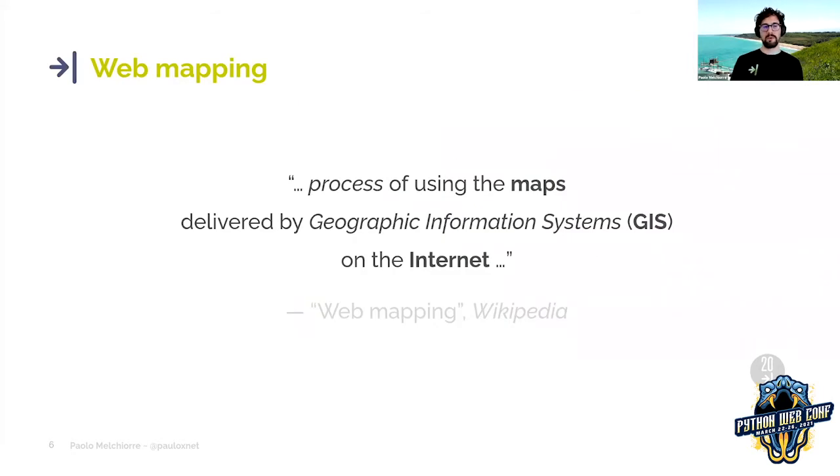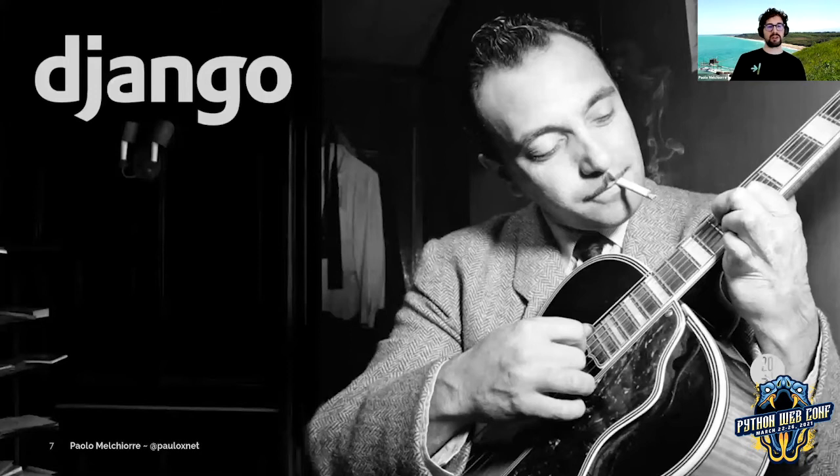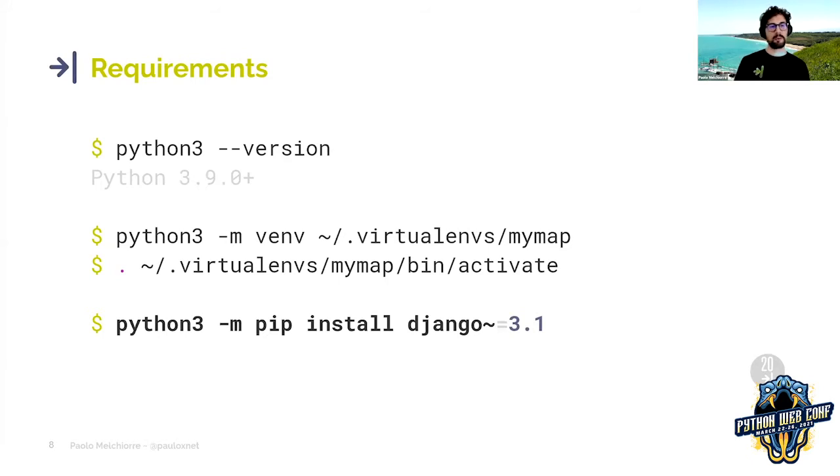On Wikipedia, regarding web maps, we can read that web mapping is the process of using the maps delivered by geographic information systems on the internet. But implementing a geographic information system from scratch is beyond the scope of this talk. To do this instead, as you can imagine, we are going to use Django, my preferred web framework. The requirements to create our map with Django are a stable and supported version of Python and the latest stable version of Django itself. In my example, I installed it in a virtual environment.